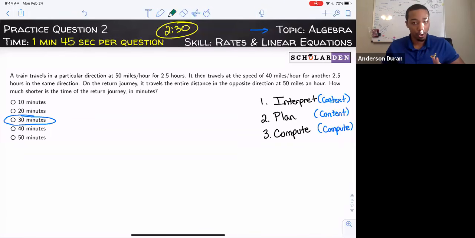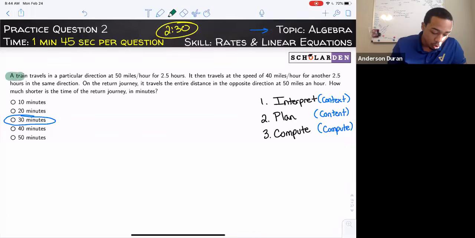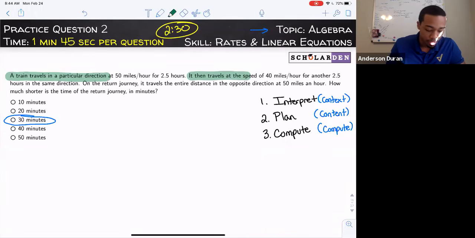The first step here is to interpret. What I want to do first is read the problem without the math, without the numbers, just the situation. I just want to know the story. Watch this. We're talking about a train that travels in a particular direction at this speed. It then travels at another speed for some time. On the return journey, it goes the entire distance in the opposite direction at another speed. So how much shorter is the time of the return journey in minutes?